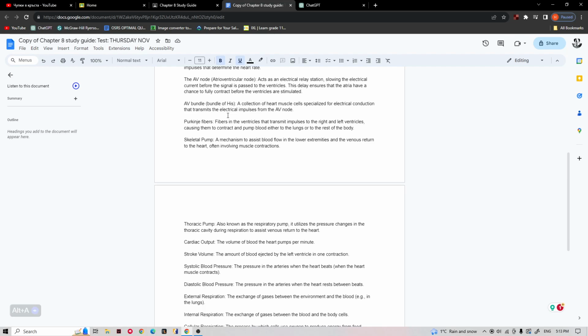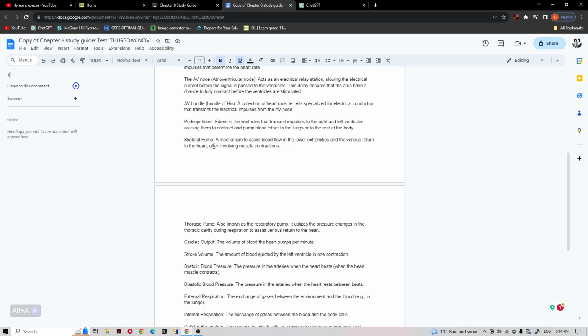The AV bundle, or bundle of His, a collection of heart muscle cells specialized for electrical conduction that transmit the electrical impulses from the AV node. Next, we have Purkinje fibers. Fibers in the ventricles that transmit impulses to the right and left ventricles, causing them to contract and pump blood either to the lungs or to the rest of the body.